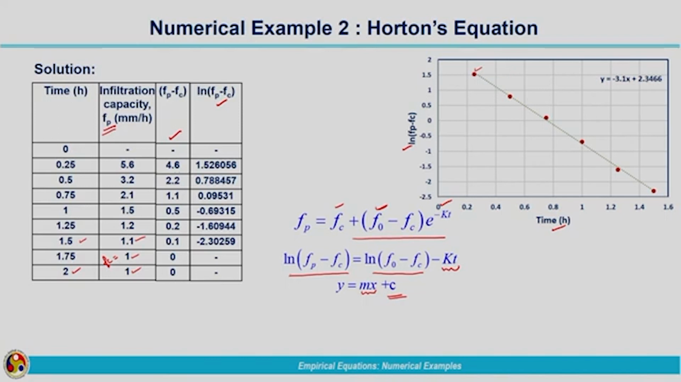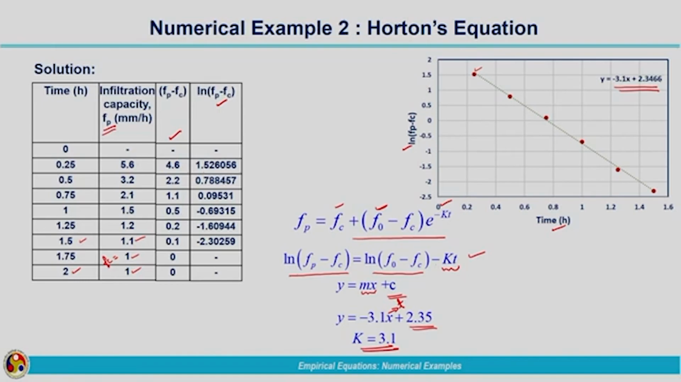After that, what we are doing? We are fitting a best fitted straight line for these data points. So, that straight line equation is found out to be y is equal to minus 3.1 x plus 2.3466. That equation can be compared with this equation for finding out the Horton's parameters. So, y is equal to minus 3.1 x plus, rounded off, 2.35. Here you can compare minus kt and minus 3.1 x, both are representing the same value. You can see our variable x is nothing but t, time. So, k is equal to 3.1.